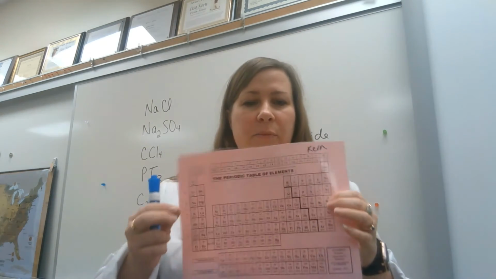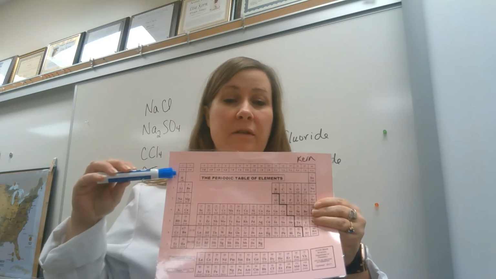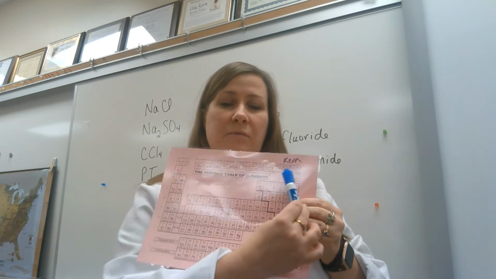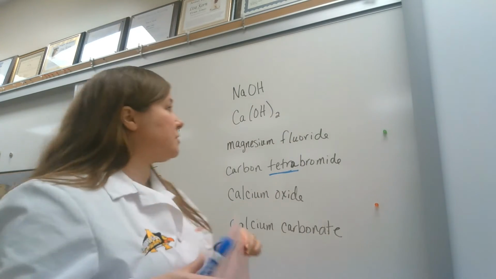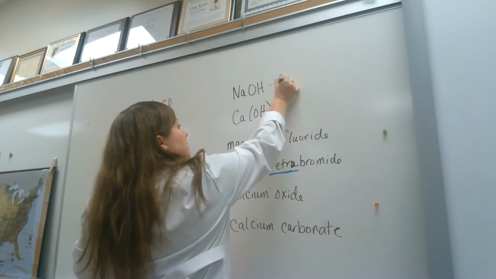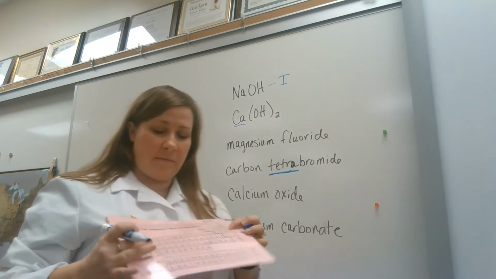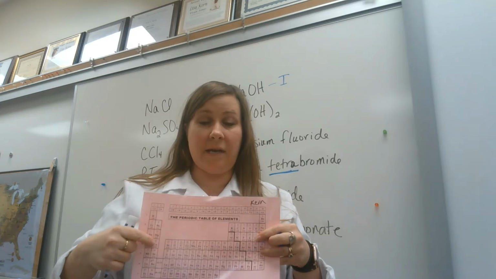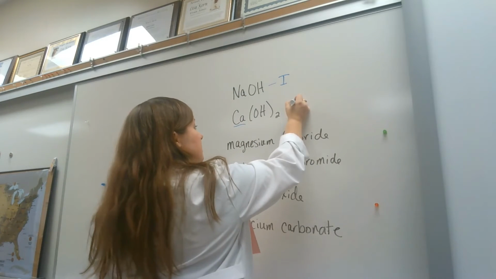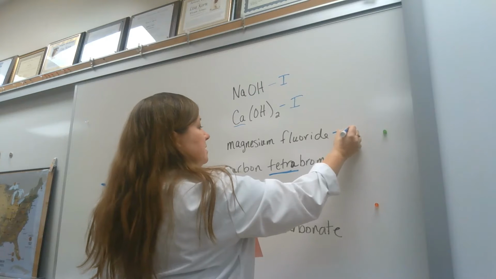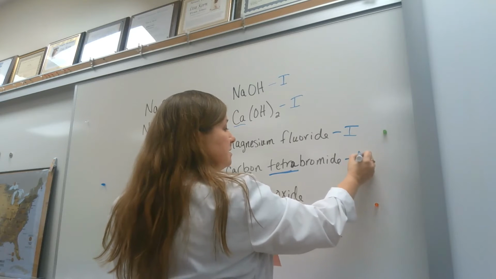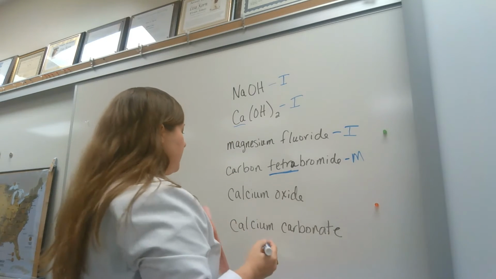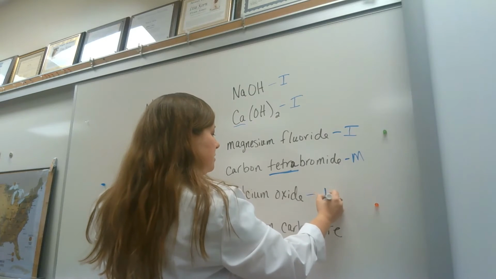Of course, you look on your periodic table. So everything from this line over, except for hydrogen, is a metal. And everything to the right of the line is a nonmetal. So here's sodium. Sodium's a metal. So this is going to be an ionic compound. Calcium is here. It's a metal, so this is an ionic compound as well. Magnesium is a metal, so this is ionic. Carbon is a nonmetal, so this is a molecular compound. And calcium is a metal, so ionic.